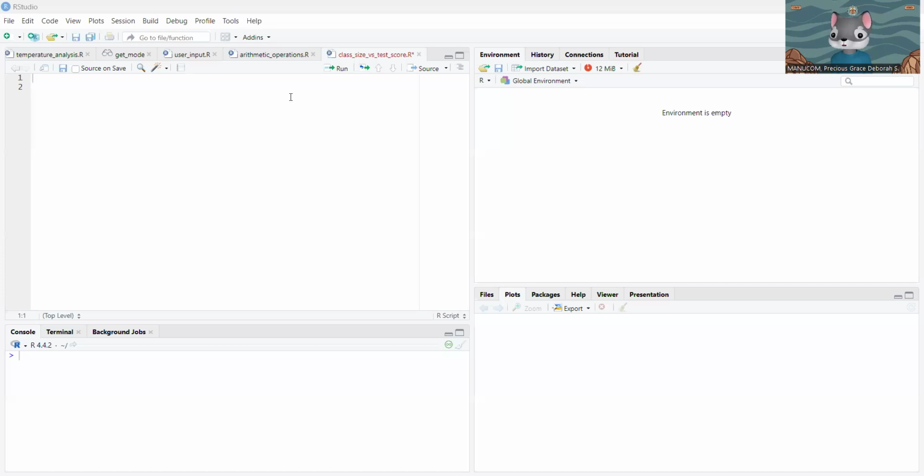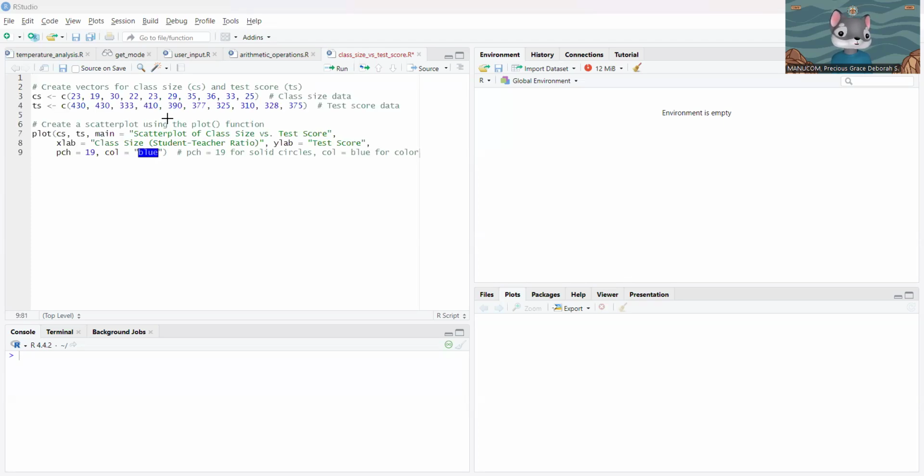Good day, everyone. Here is the plotting for number 3, and here we are to solve it. As you can see on the screen, here is the sample code, a scatter plot, and to create vectors for the class size, or CS, and the test score, or TS. So, how does it solve the problem?